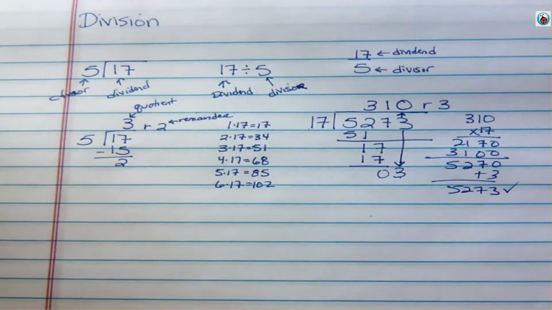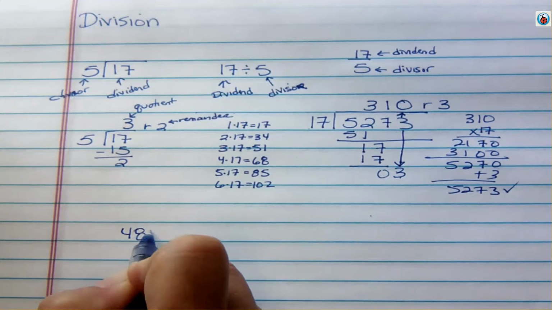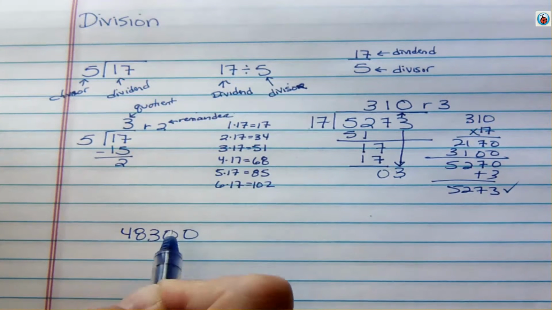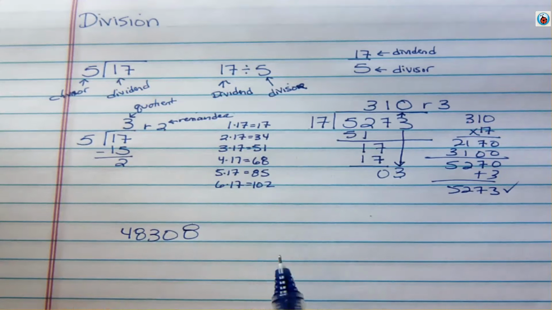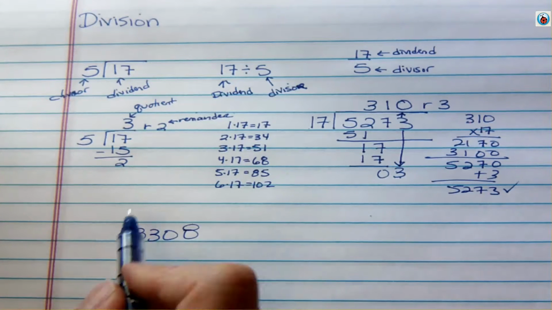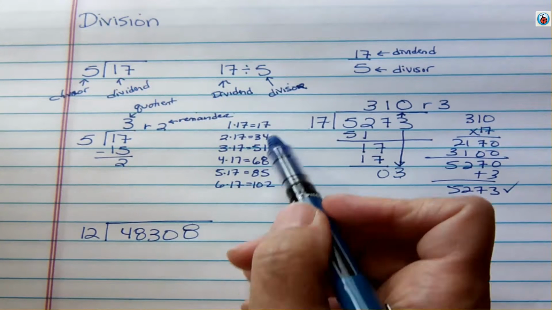So let's do a different problem. Let's say I had 48,308 divided by 12. Okay, you could count by 12s over here if you wanted to.